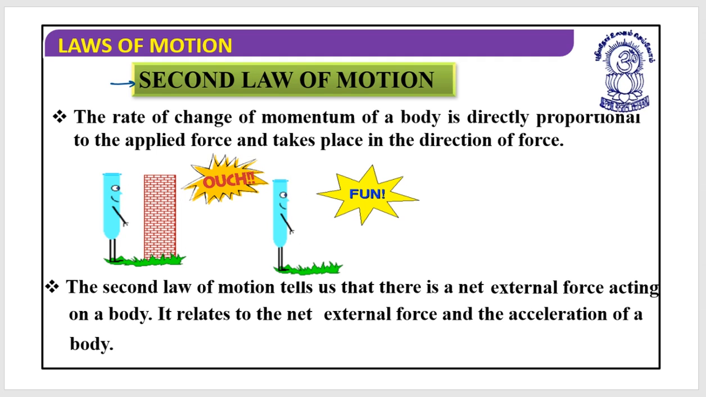So now let's move to the second law of motion. What does it say? It says that it is the rate of change of momentum of a body. It's a rate, that means divide by time. Always when the word rate is there, that means it is divided by time. So the rate of change of momentum of a body is directly proportional to the applied force and takes place in the direction of the force. This is the statement of the second law of motion.